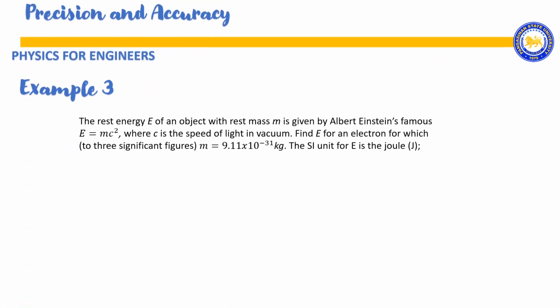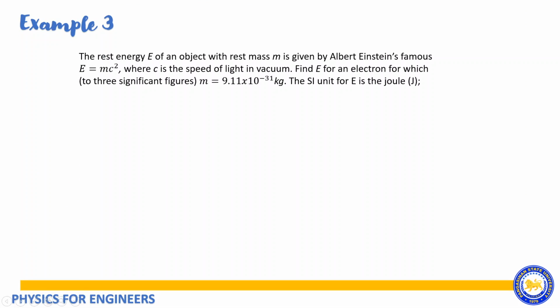Okay? So example number 3: the rest energy E of an object with rest mass m is given by Albert Einstein's famous E equals mc squared, where c is the speed of light in vacuum. Find E for an electron, to 3 significant figures. M is equal to 9.11 times 10 raised to negative 31 kilogram. The SI unit for E is the joule, okay?